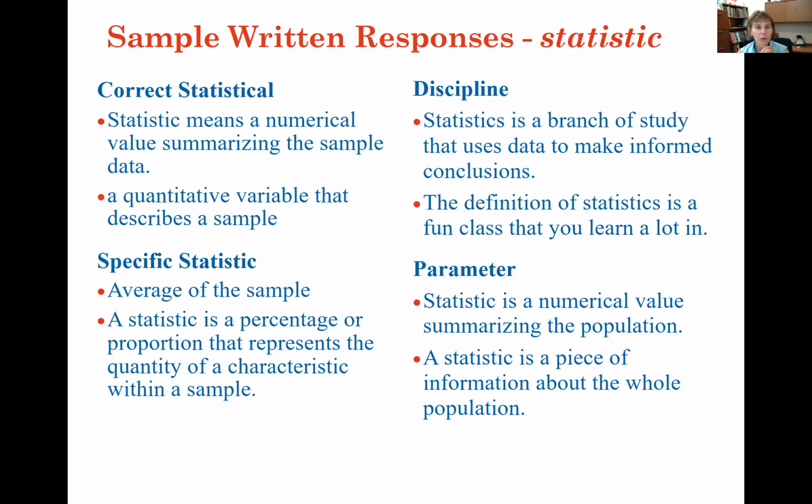So here are some examples from each of the categories. A numeric value summarizing the sample data, that's correct statistical. The sample average, the sample proportion. Some definition of the word statistics as a discipline. It's a fun class that you learn a lot in. We need to see that more. Parameter, they define parameter. It's a numerical value summarizing the population. Great definition of parameter, not what we asked.